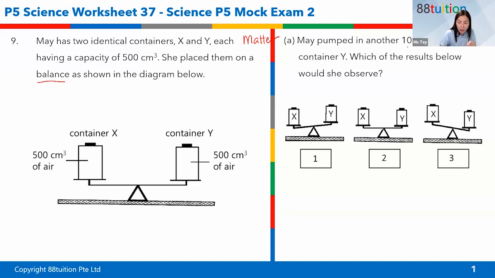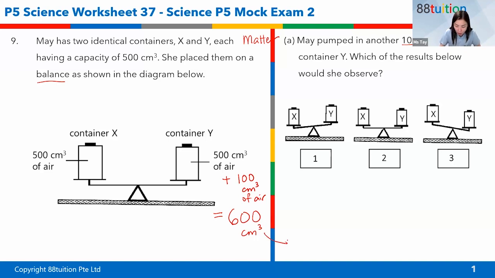Okay, May pumps in another 100 cm³ of air in container Y. That means container Y, you add in 100 cm³ of air. So total, this is how much? Total is 600, right? So you have more air inside container Y now, right? Not that the container stays the same size, but there's actually more air particles inside.